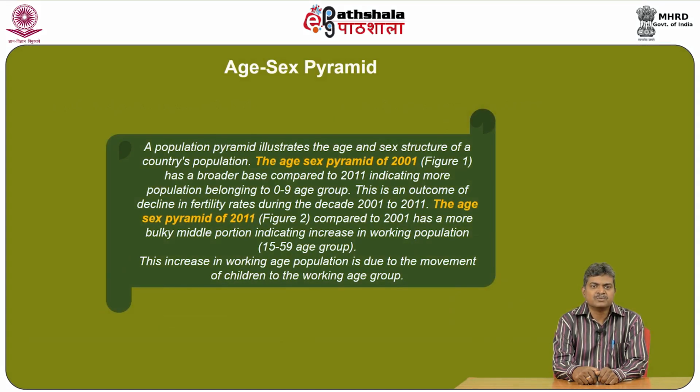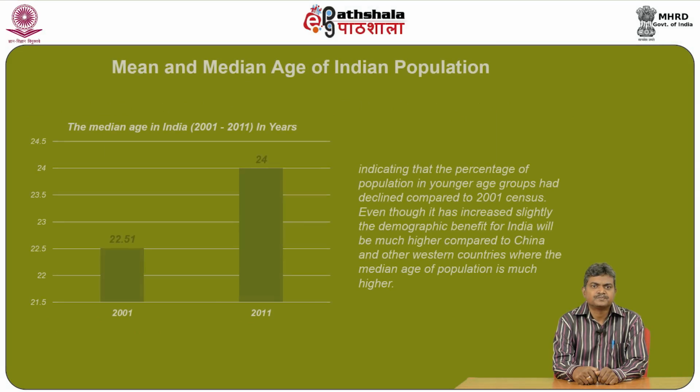The age-sex pyramid of 2011, figure 2, compared to 2001 has a more bulky middle portion, indicating increase in working population, that is 15 to 59 age group. This increase in working age population is due to the movement of children to the working age group.